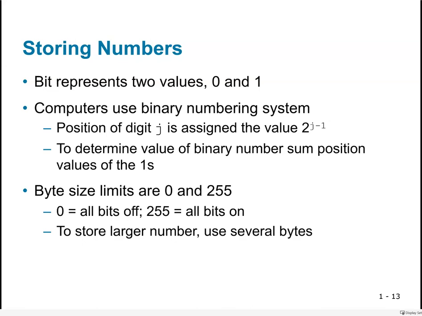Byte size limits are 0 and 255. 0 means all bits are off. To store larger numbers, what we do is we use several bytes to represent larger numbers. 2 bytes can represent 65,536 possibilities, and so on.